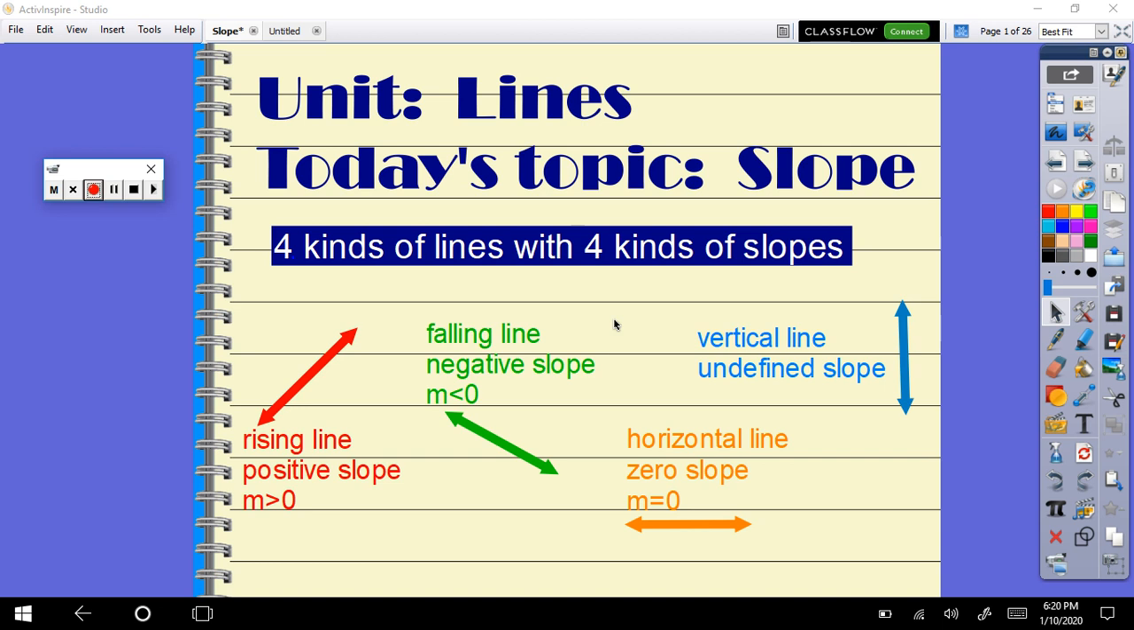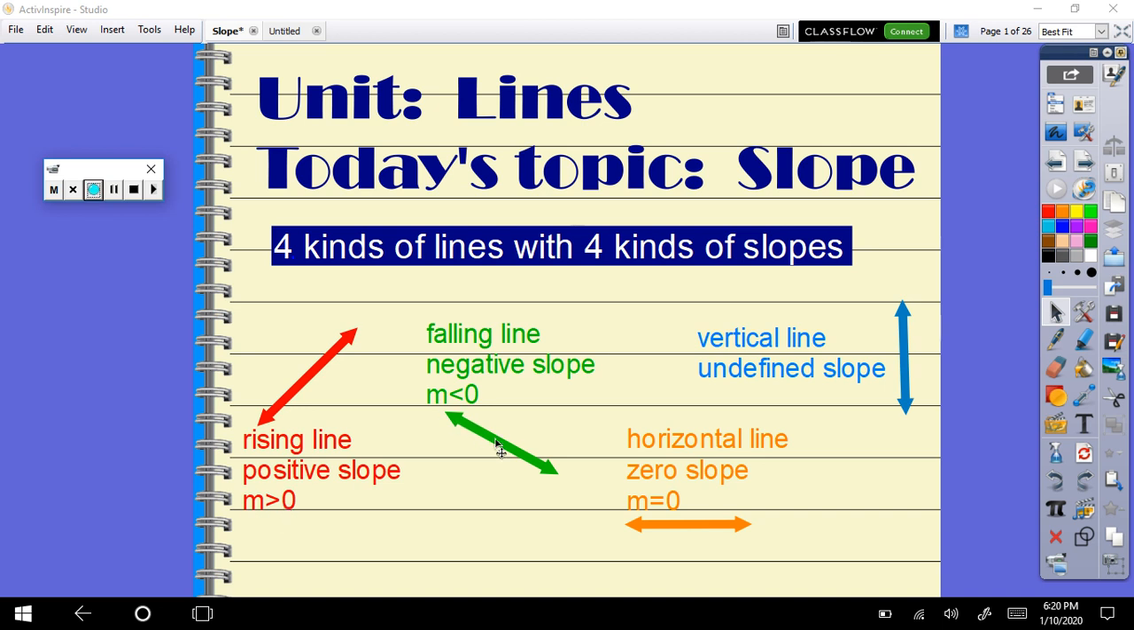There are four kinds of lines. Hopefully you know this red line is a rising line because as you read it left to right, it rises. Rising lines have positive slopes. The letter we use for slope is M. So if I want to say M is positive, I say M is greater than 0.